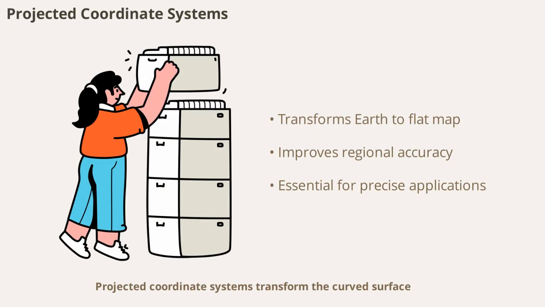Projected coordinate systems transform the curved surface of the Earth onto a flat map, improving accuracy for specific regions. These systems are essential for applications that require precise measurements, such as engineering, land surveying, and urban planning. By choosing the appropriate projection, users can minimize distortion and ensure that spatial data aligns correctly with real-world features.